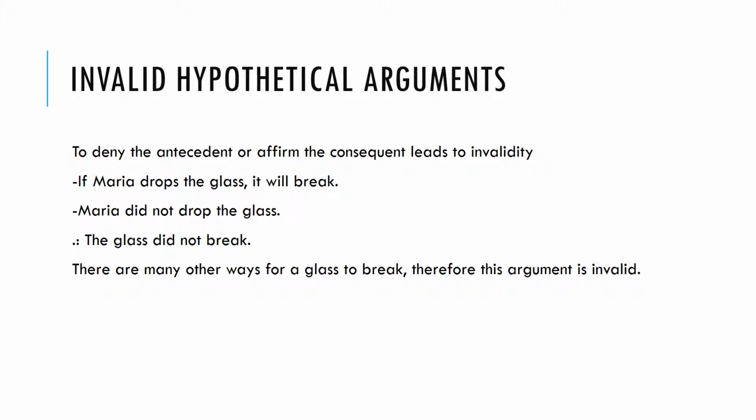There are also invalid hypothetical argument patterns. To deny the antecedent or affirm the consequent leads to invalidity. For example, if Maria drops the glass, it will break. Maria did not drop the glass, therefore the glass did not break. However, there are many other ways for a glass to break, therefore this argument is invalid.